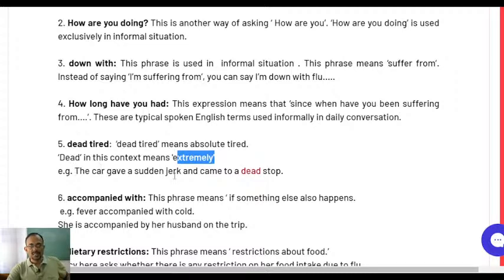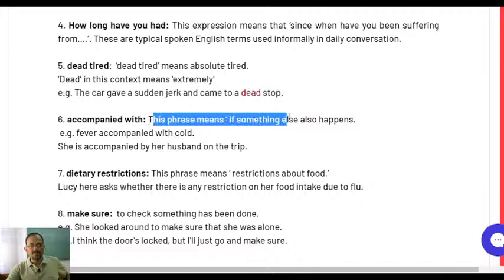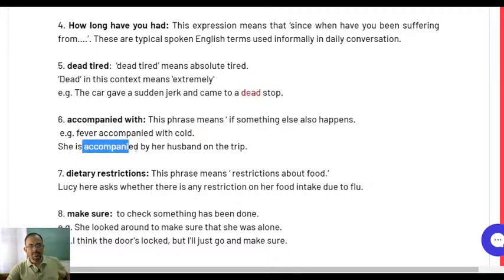The car gave a sudden jerk and came to a dead stop. Okay. Suddenly the car came to a dead stop. Extreme, complete stop. Accompanied with, this phrase means if something else also happens. Fever accompanied with cold. She is accompanied by her husband on the trip. See, she is accompanied by her husband. Accompanied by is always followed by a person, whereas accompanied with is always followed by a thing.